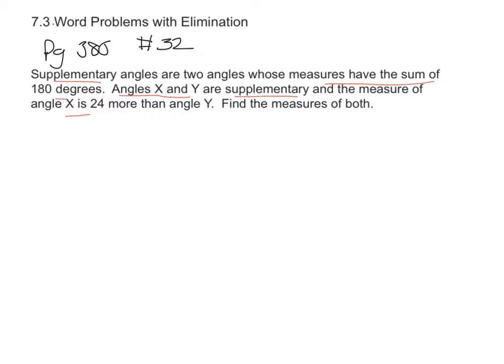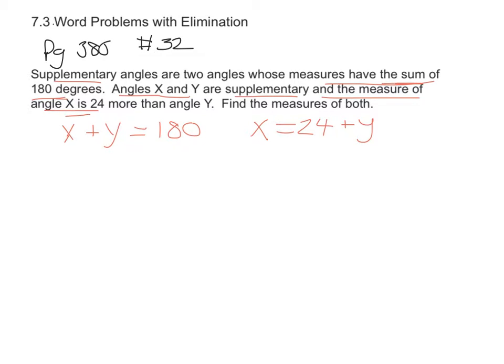So the first thing they're telling us is we have two angles, angle x and angle y, and that they're supplementary, which means their sum is 180. So if we add x plus y, their sum is 180. The other equation says the measure of angle x is 24 more than the measure of angle y.